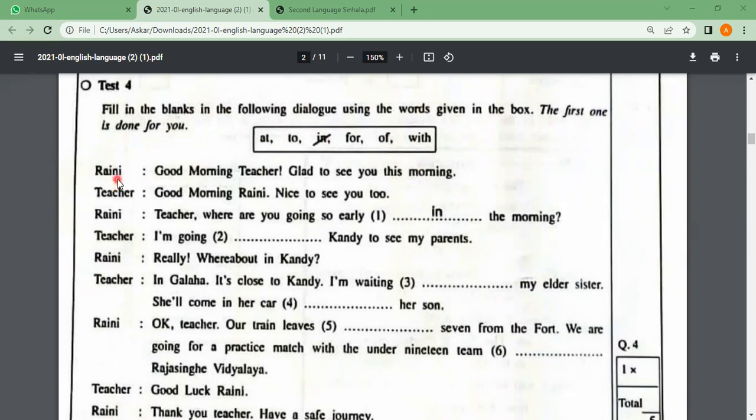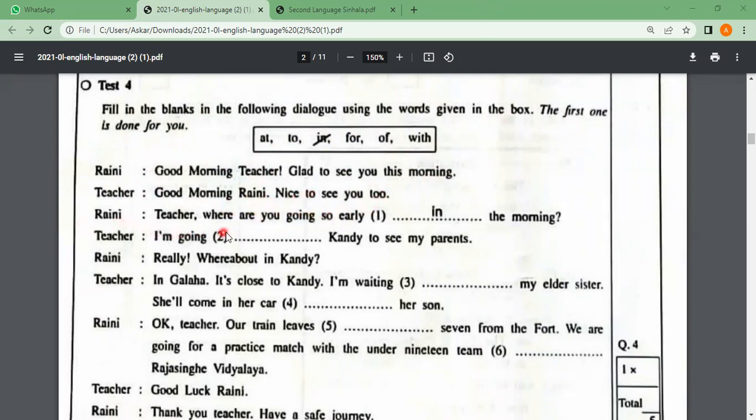Rainy is saying, "Good morning teacher, glad to see you this morning." So she is wishing her teacher, saying good morning, and then she is saying that she is happy to see her teacher that morning. So the teacher is saying, "Good morning Rainy, nice to see you too." The teacher is also happy to see her this morning.